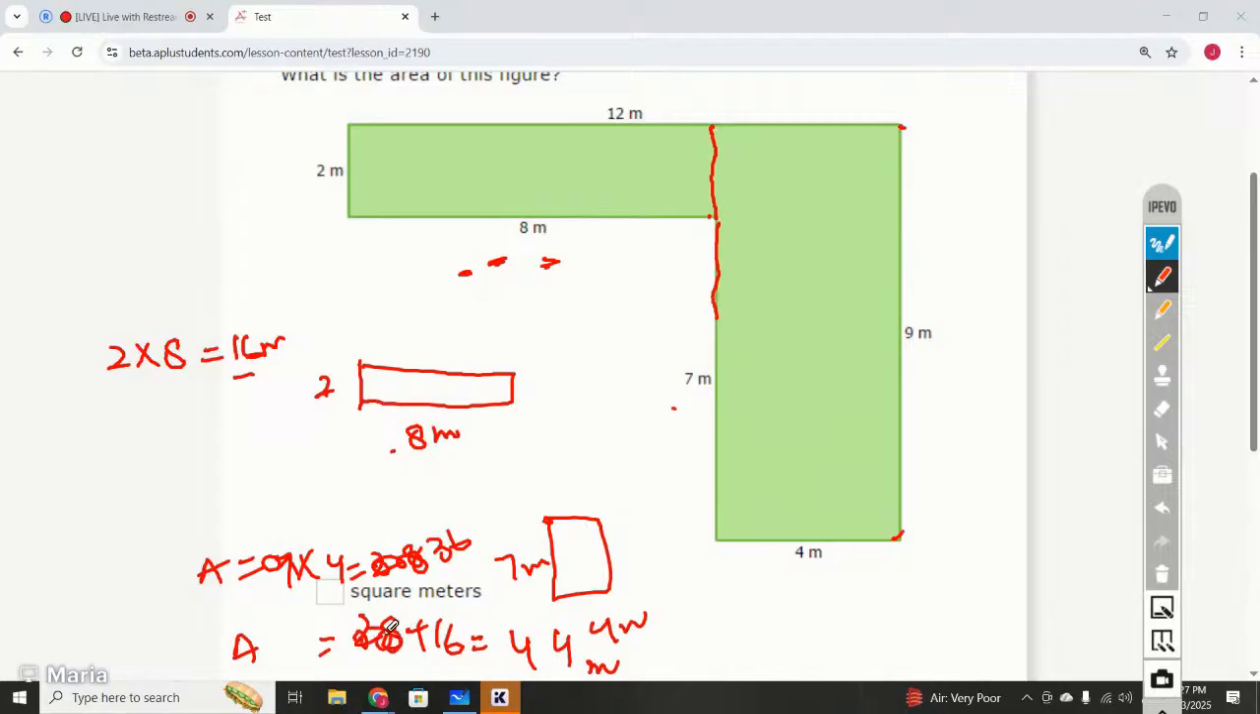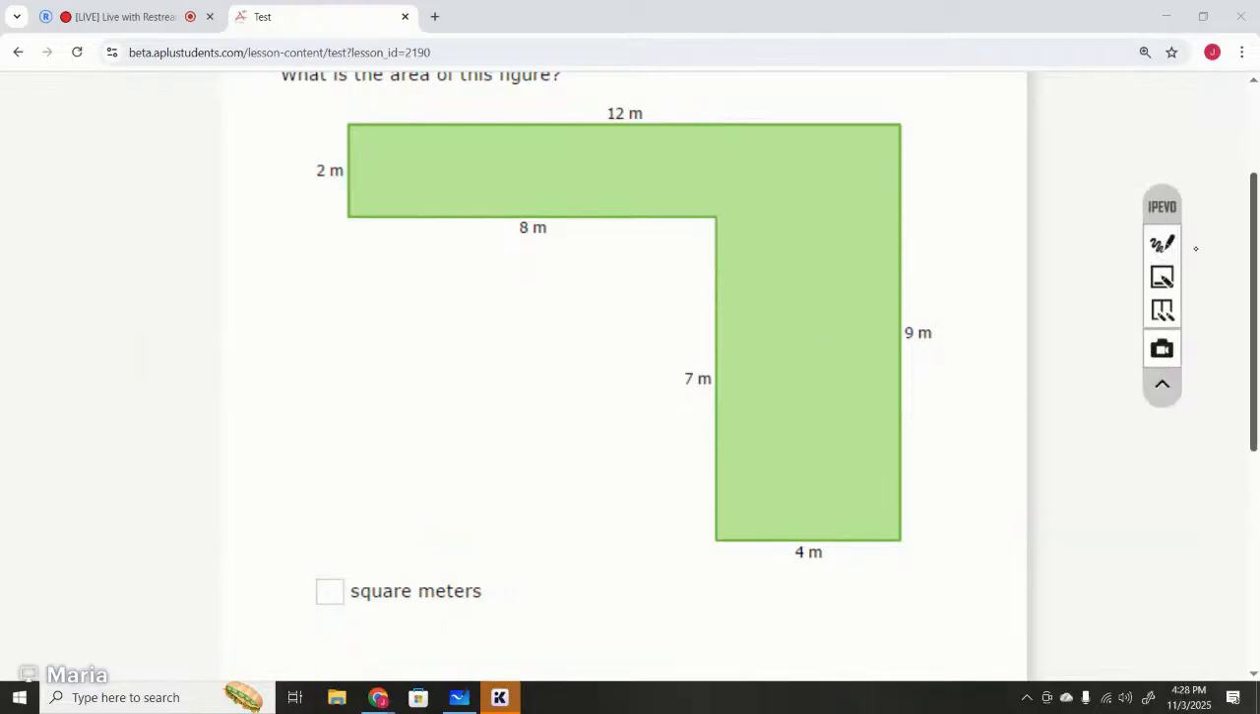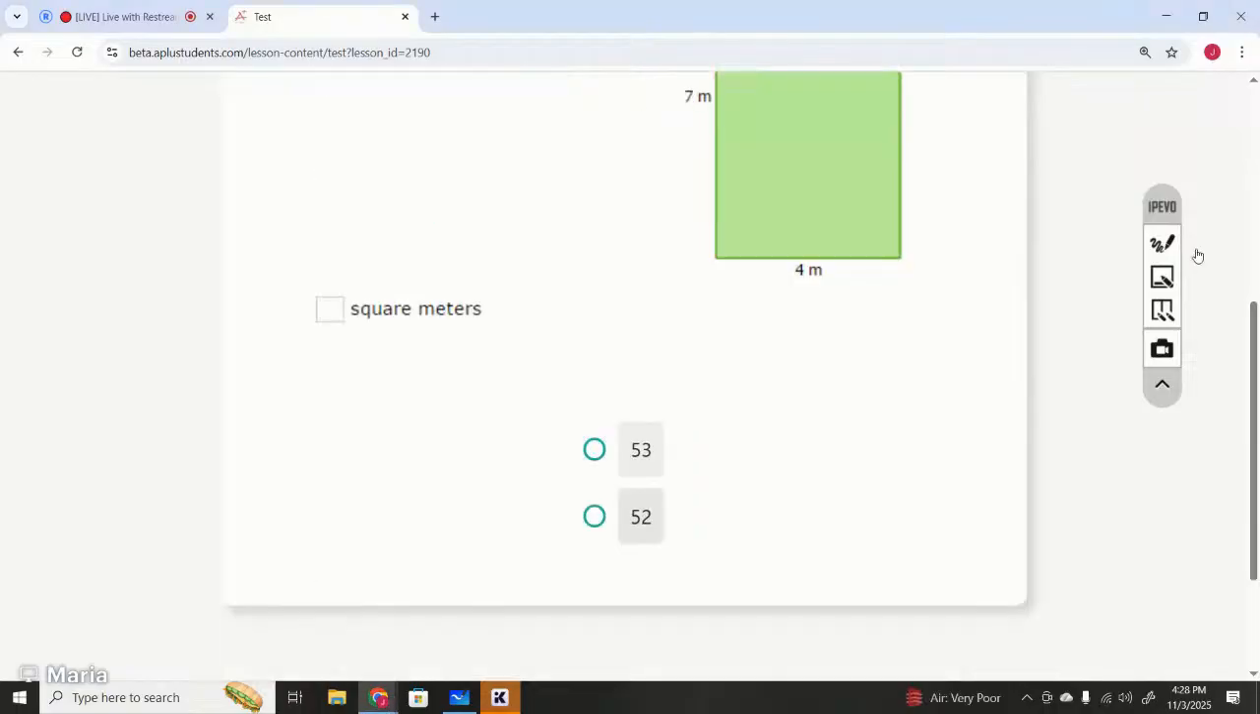So we need to add 36 and 16. So 36 plus 16 is, 6 plus 6 makes 12, that is 52, because I divided them like this. So this side length is the complete side and it would be 9. So 9 times 4 is 36. So 36 plus 16 is 52. The correct option is 52. Option number 2 is the correct option.